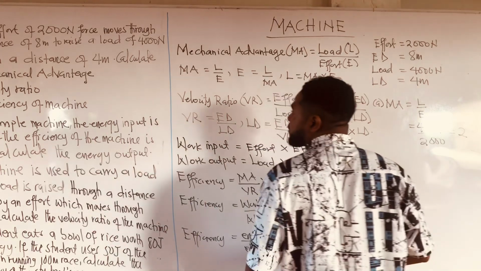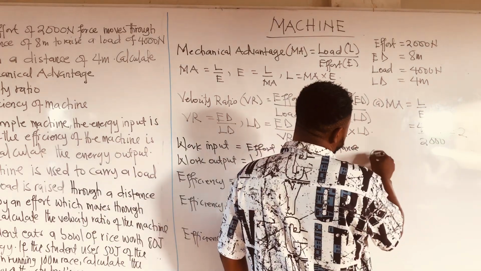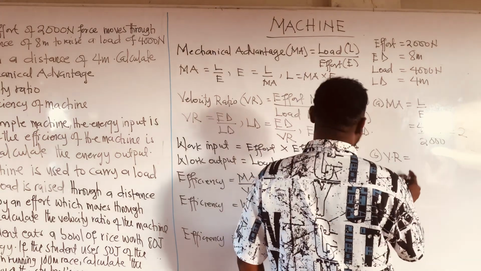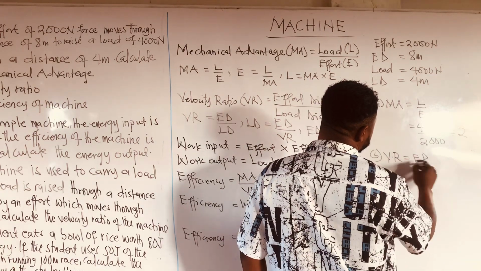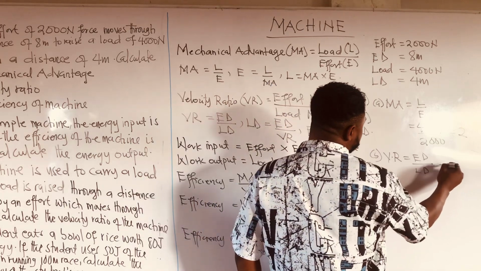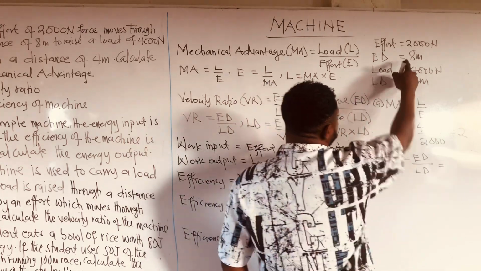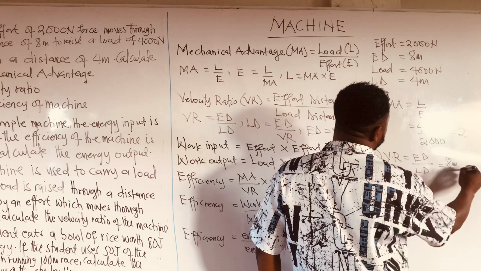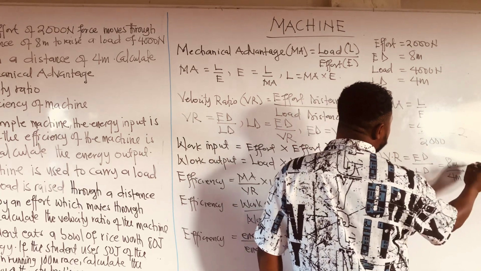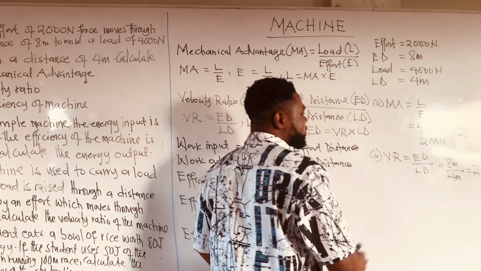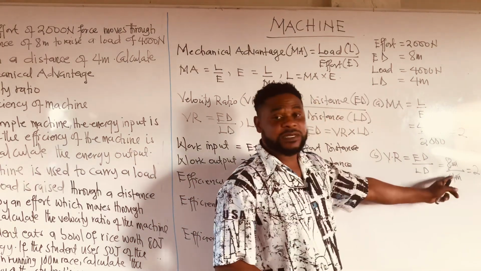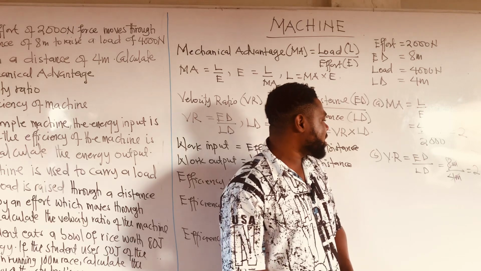Again, let us look at velocity ratio. So the B part, velocity ratio, which is also given as effort distance over load distance. But from the question, we know our effort distance to be 8, load distance to be 4. And when we divide again, we are going to have 2. The same, no unit, because the unit of distance will cancel out.